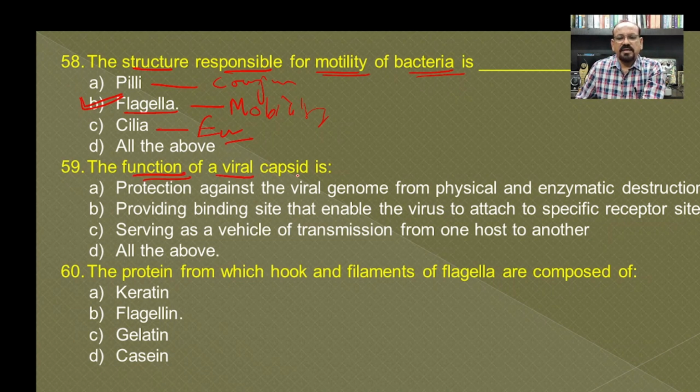The function of viral capsid is, this is important, that why the capsid is present around the nucleic acid in the viruses. First one, that is the protection of the viral genome from physical and enzymatic destruction. So this is one of the important functions of the viral capsid. Then providing the binding site that enables the virus to attach to a specific receptor site. This is also the correct statement. Then serving as a vehicle for transmission from one host to another, and this is also one of the characteristic features of the viral capsid, and hence all of the above is the answer for this question.